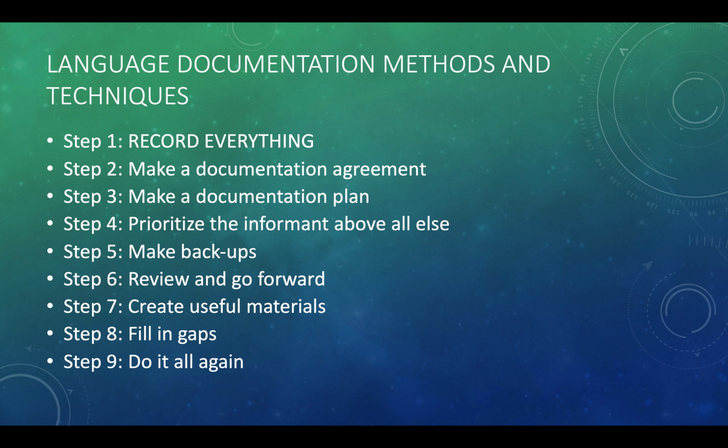And then once you have created materials and you've reviewed what you've documented, fill in the gaps. Say, look, now we have this, but I think it would be better if we had this information to supplement it. Say, for example, we have a word list of everything in the kitchen. Maybe now in our next documentation session, we should get words for the rest of the house. And then just do it all again. Do it over and over and make a plan, and always prioritize your informant.